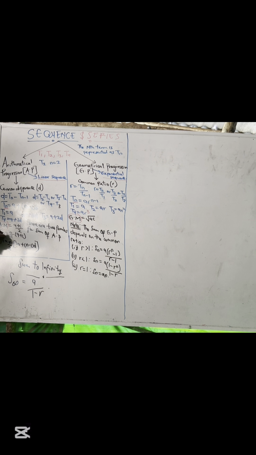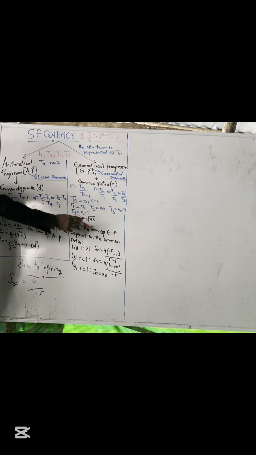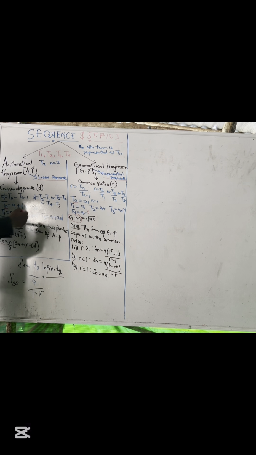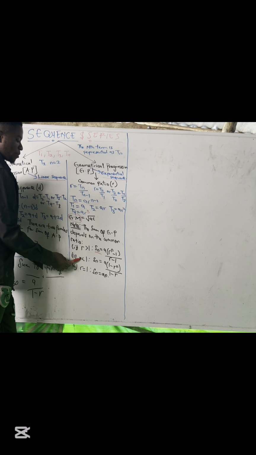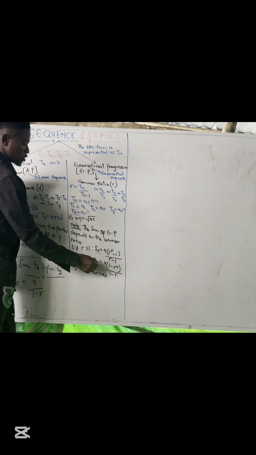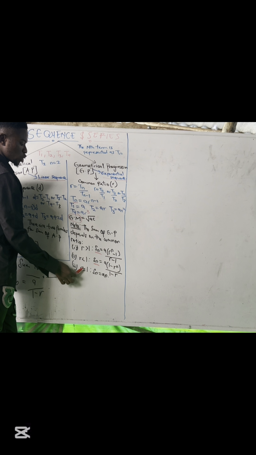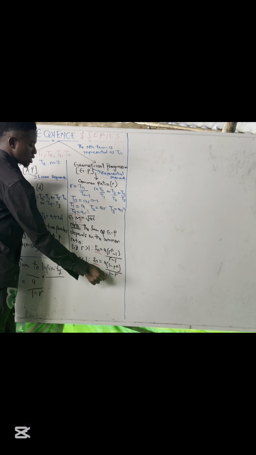The first formula is n over 2 (a plus l). The second formula is n over 2 (2a plus (n minus 1)d). But the sum of GP depends on the common ratio. If the common ratio is greater than 1, this is the formula for the sum of GP. But if the common ratio is less than 1, this is the formula for the sum of GP. But if the common ratio is equal to 1, your sum of GP is equal to na.